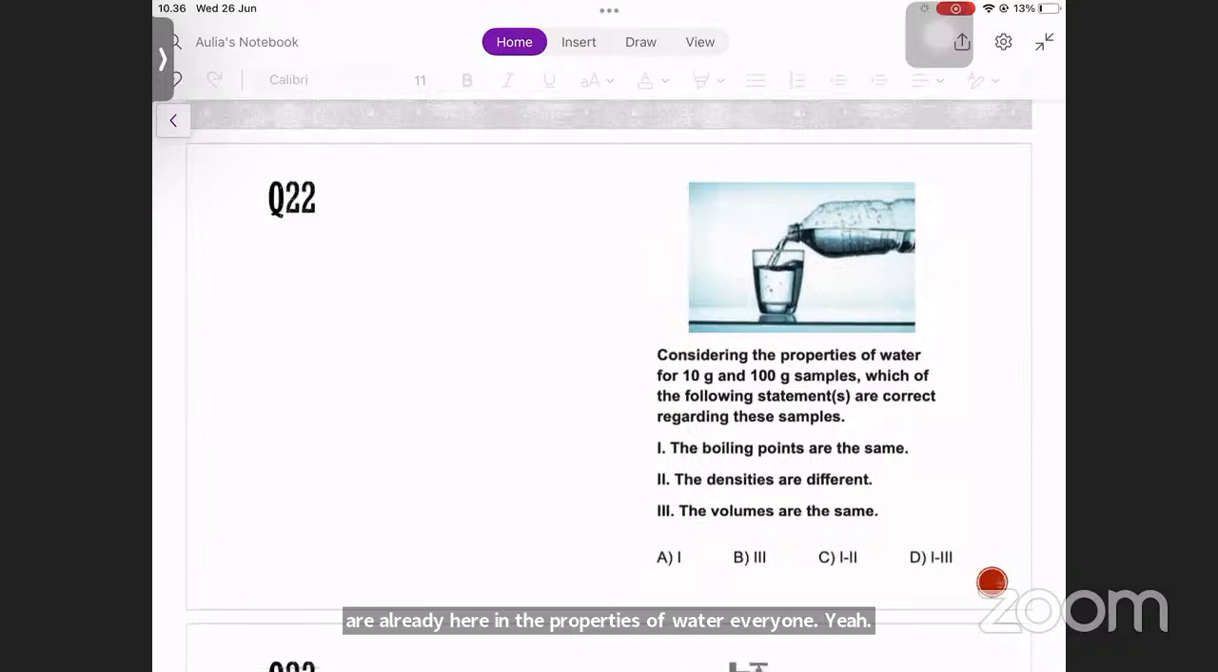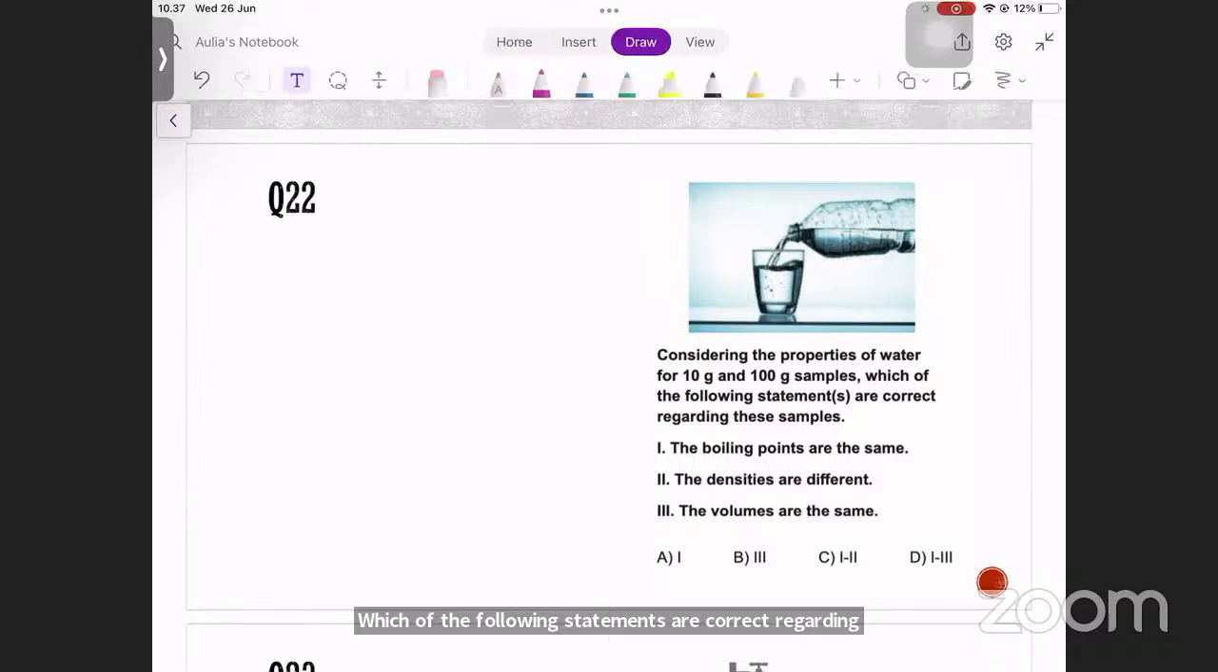If we are talking about water, in terms of the properties itself, we can try to imagine the water that we are drinking every day, for example. Now, question number 22. Considering the properties of water for 10 grams and 100 grams of samples, which of the following statements are correct regarding these samples?